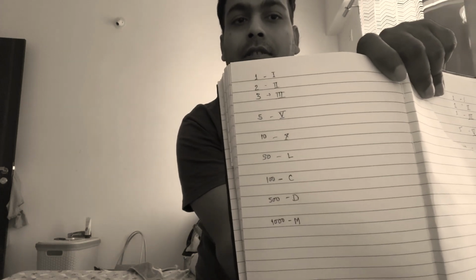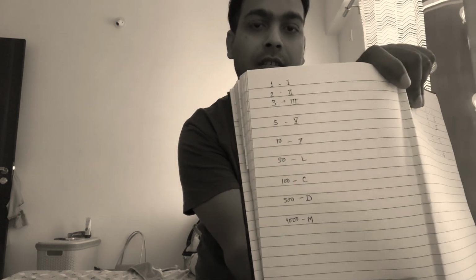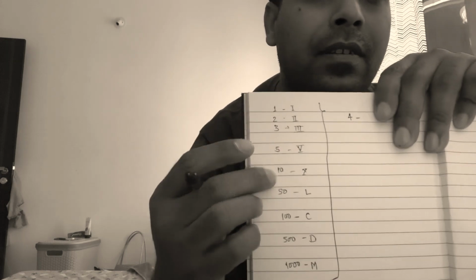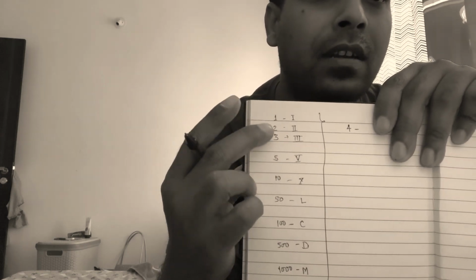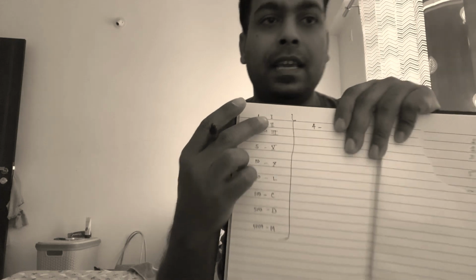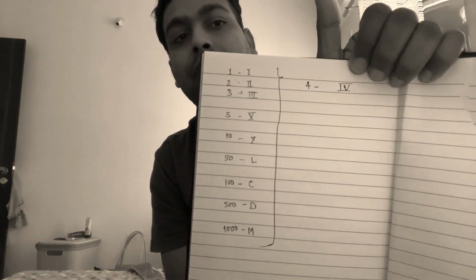So now these are the basics you need to learn, and after that, if you want to construct any number, take the example of 4. How will you represent 4? As you know, we represent 5 by V and 1 by a single I, and 4 is basically 5 minus 1. So we put V, and at the left side we put I, like this. This is how we represent 4.